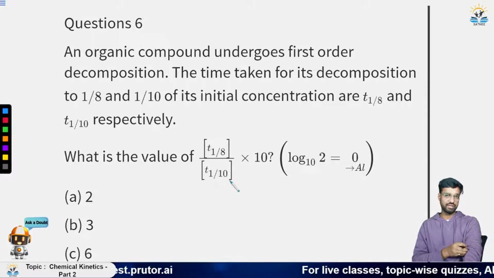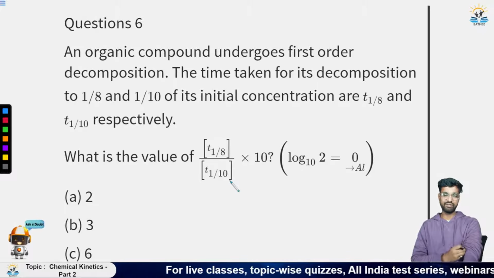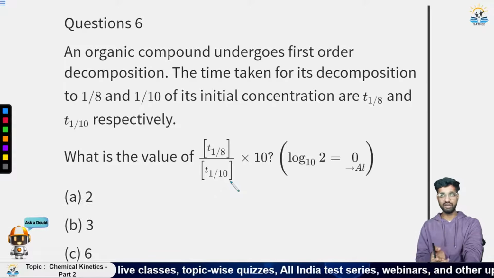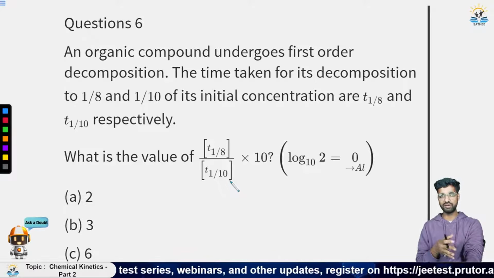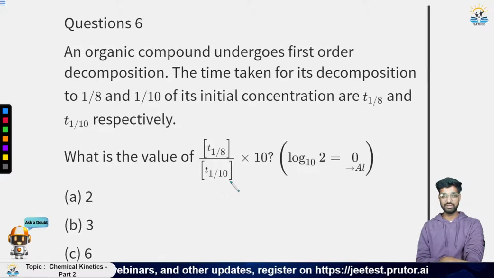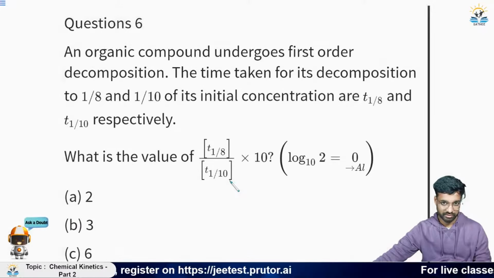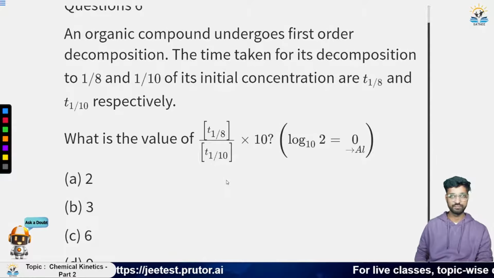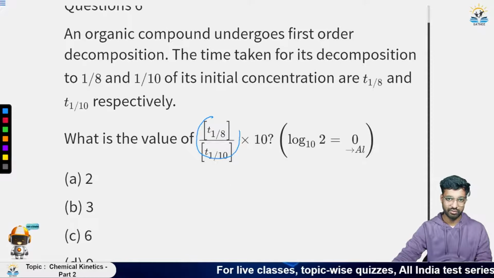The first question is that an organic compound undergoes first order decomposition. The times taken for its decomposition to 1/8 and to 1/10 of its initial concentration are T 1/8 and T 1/10. I have put in a difficult question for your practice, because it will make you more used to chemical kinetics. Now what is the value of T 1/8 to T 1/10?